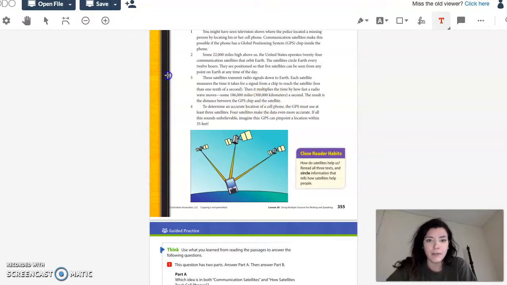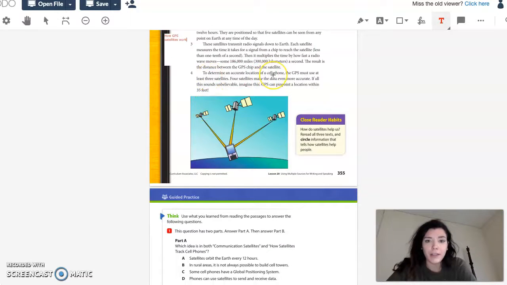So this paragraph is really telling us, I'm going to make a note, how GPS satellites work. I keep spelling the word satellite wrong, and so if I get a question about that, I can go back and look.